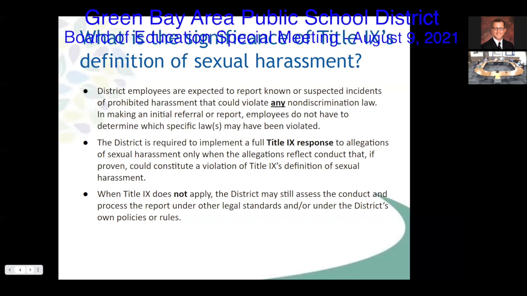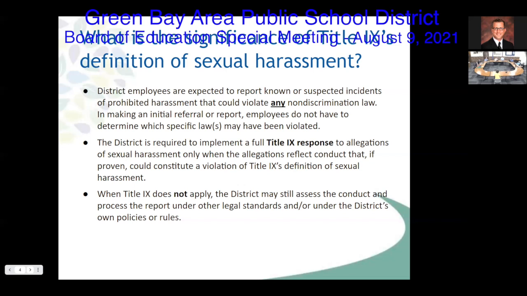So the next thing is Title IX requires the district to adopt policies that prohibit sex discrimination and to adopt grievance procedures that provide for the prompt and equitable resolution of student and employee complaints involving violations of Title IX. The district is also required to adopt a detailed grievance procedure for addressing what are known as formal complaints of sexual harassment.